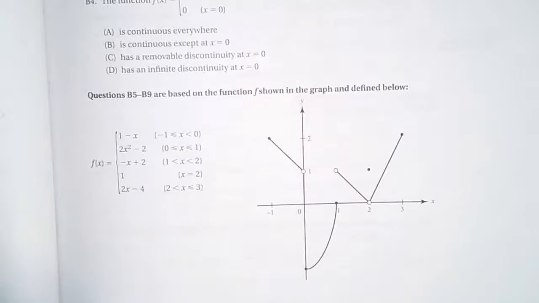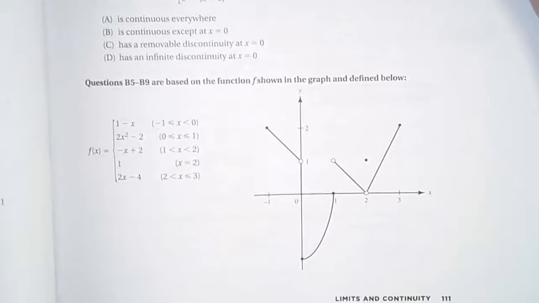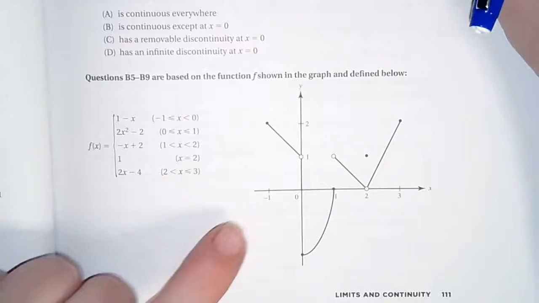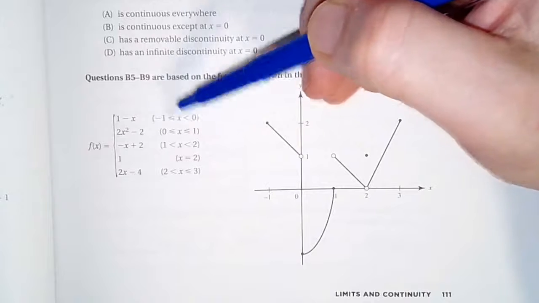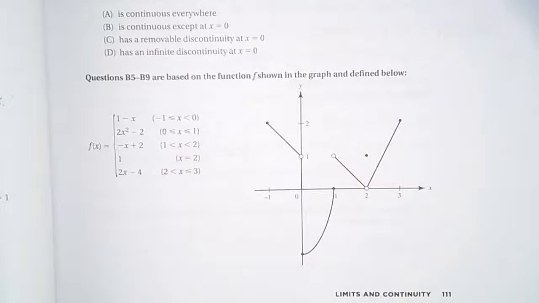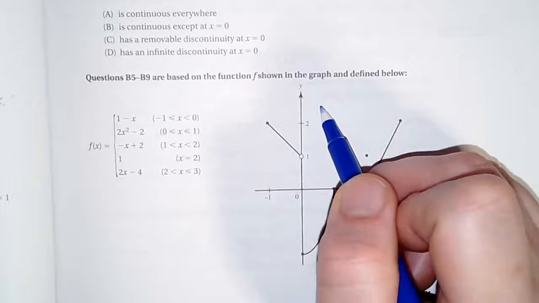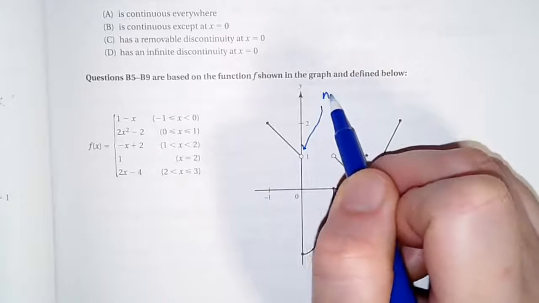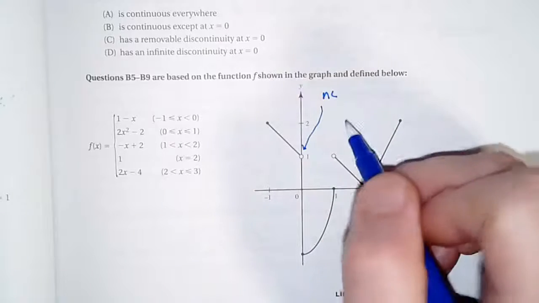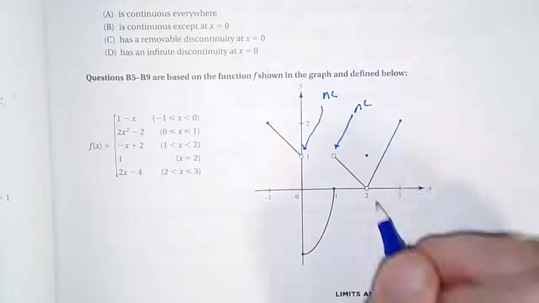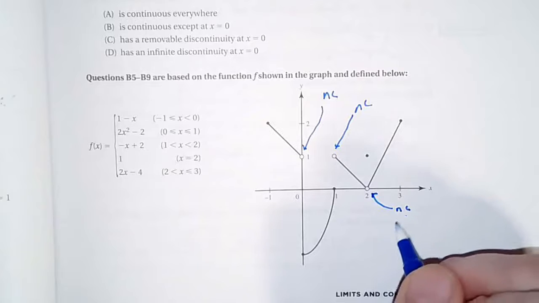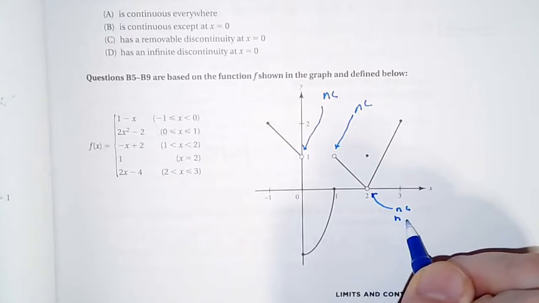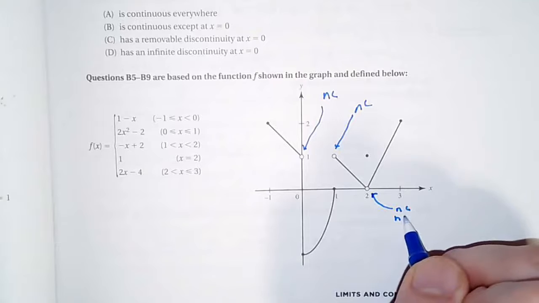Okay, we're going to look at problems B5 through B9, which are ones we went over the other day. We can see I have a function here that is a piecewise function. It's made up of parts, but it's also discontinuous at different spots. Here's what I already know. It is going to be not continuous here, not continuous here, and at this point, it's also not continuous. And if it's not continuous, it's not differentiable. It's not a cusp because there's a hole in the graph.